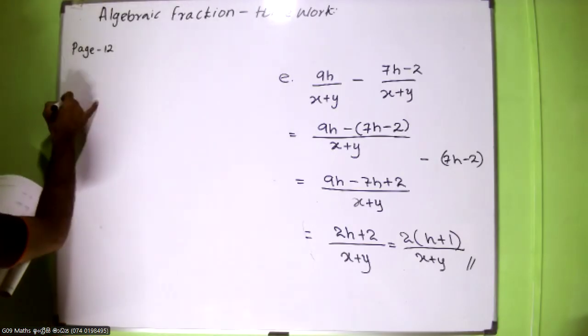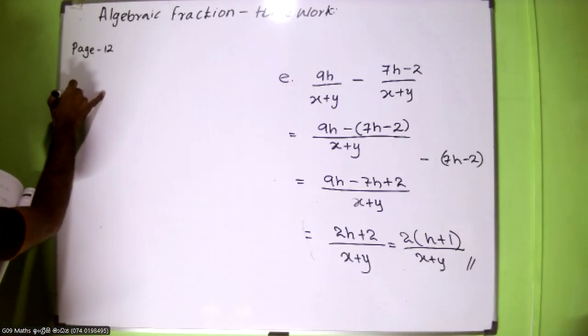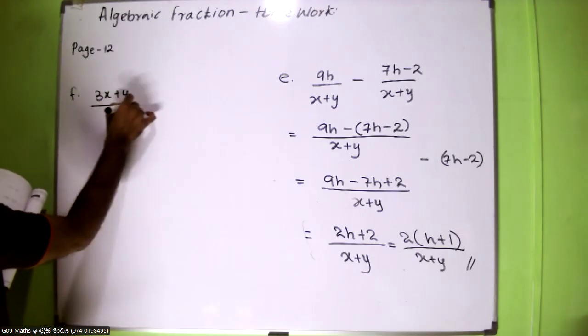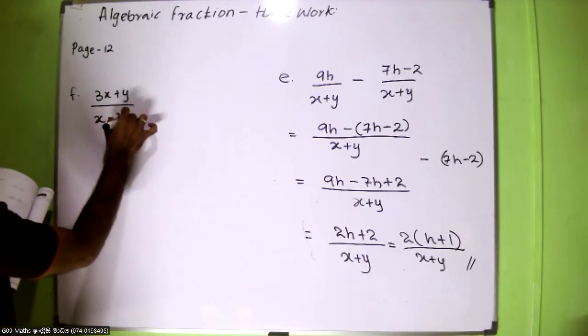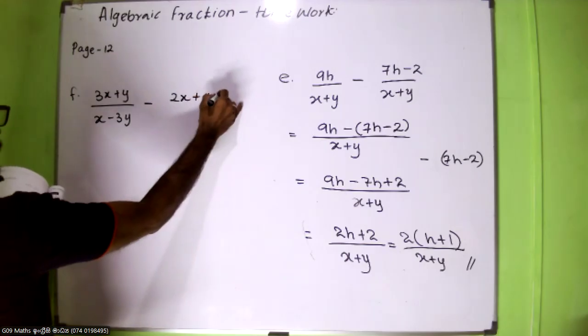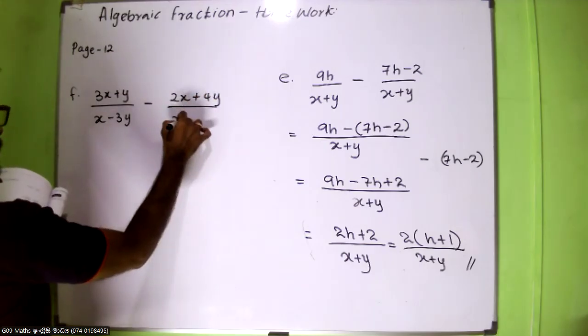Last part. Let's call that E, right? It should be like (3x plus y) divided by (x minus 3y). Again minus sign, 2x plus 4y, divided by x minus 3y.